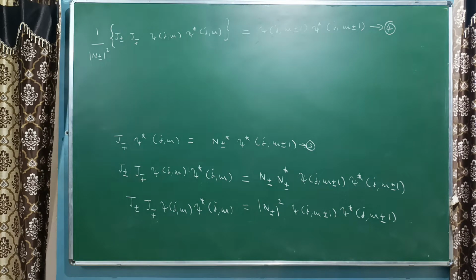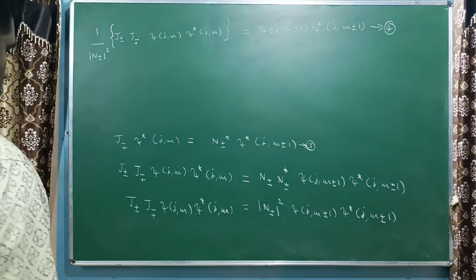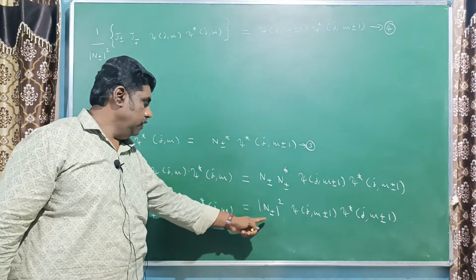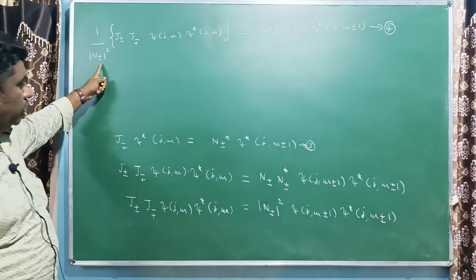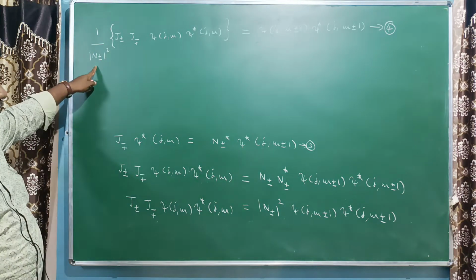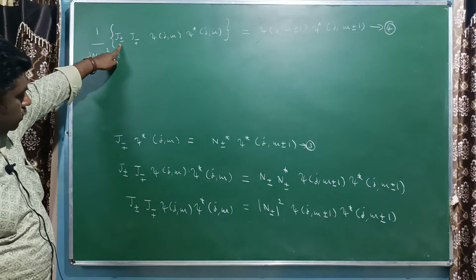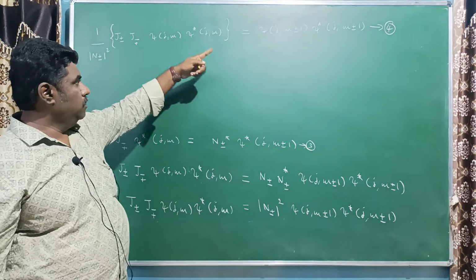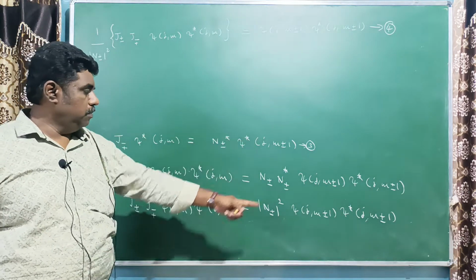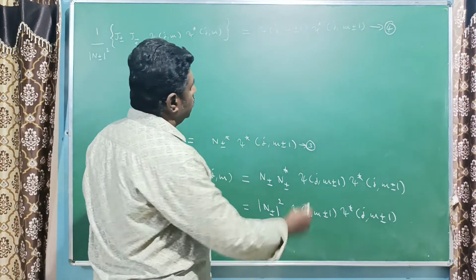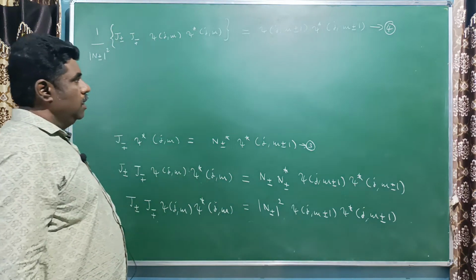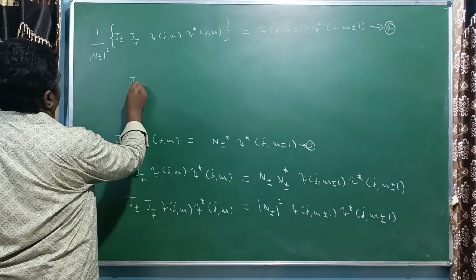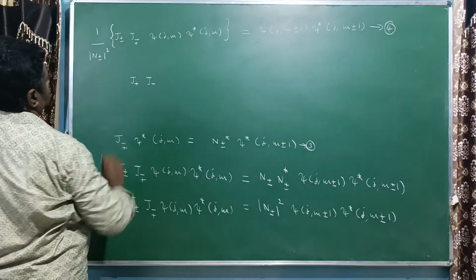We have modified this equation in terms of equation 4. I have taken this N plus or minus square to the left hand side. So 1 divided by N plus or minus square, the J plus or minus, J minus or plus, psi of j comma m, psi star of j comma m, that is equal to the same term, psi of j comma m plus or minus into psi star of j comma m plus or minus. But you know the value of J plus into J minus.